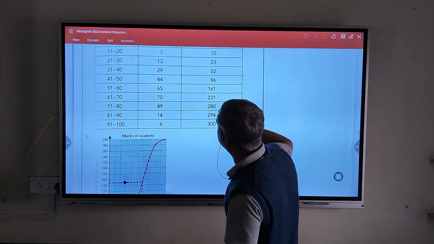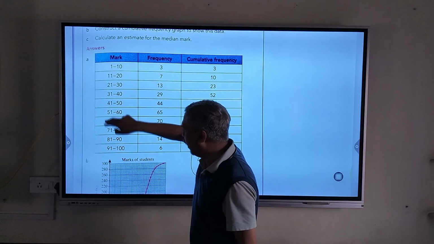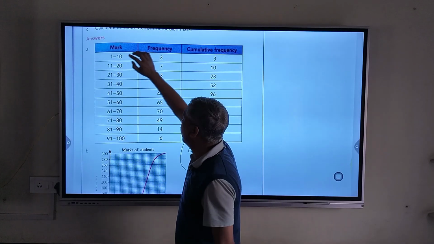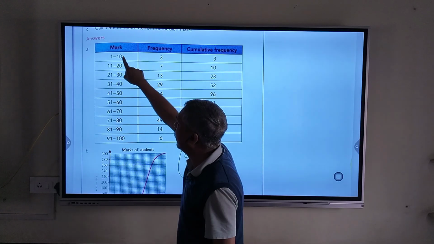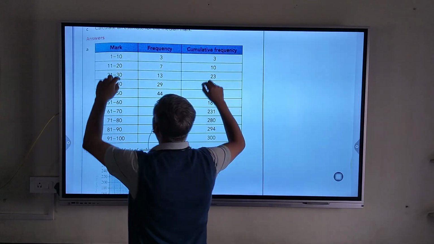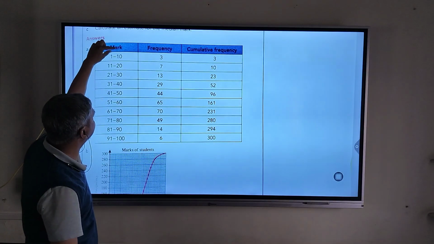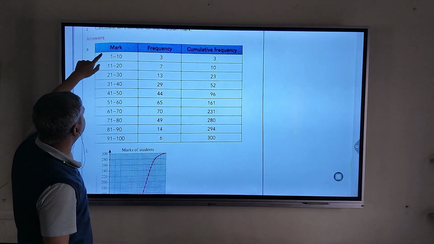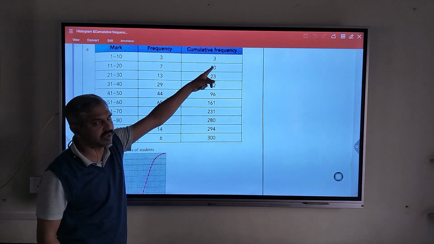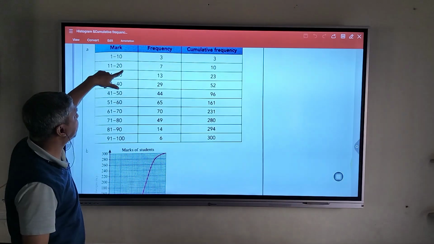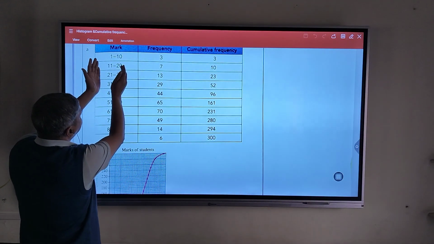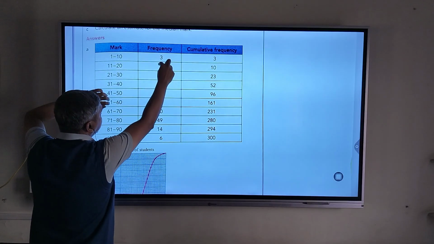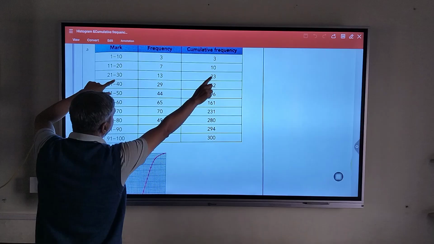Now we'll draw this. So starting from 1, these are the numbers which are less than 10. This is a less than kind of cumulative frequency. So less than 10 is 3 people. Less than 20 will be 10 numbers, 10 such numbers. How come less than 20? Less than 20 can be 11 to 20, and 1 to 10 also less than 20, so 3. So this is total 10. Less than 30 will be 23.